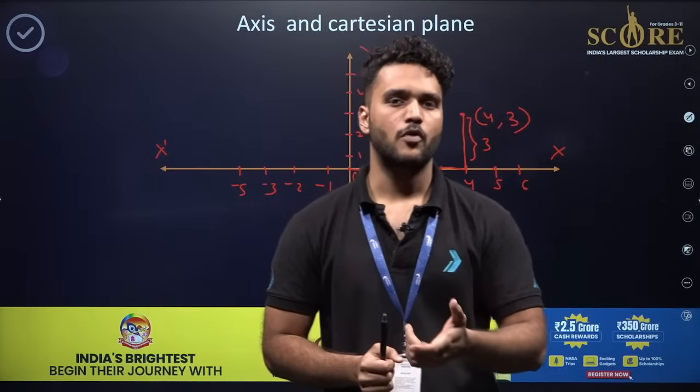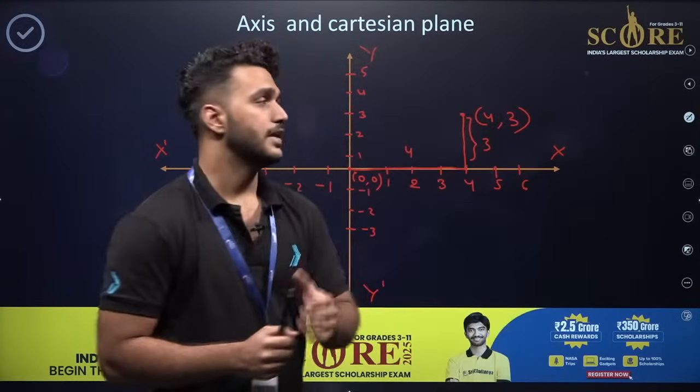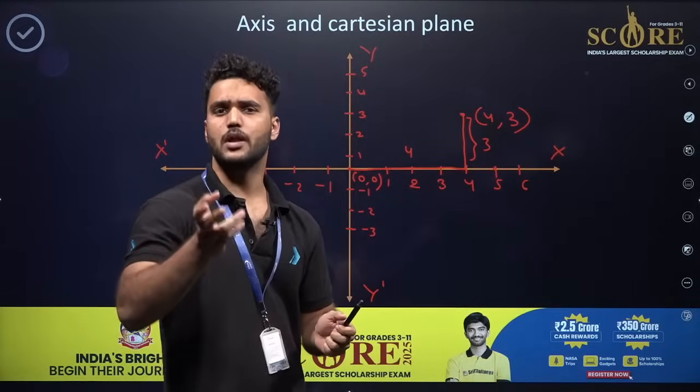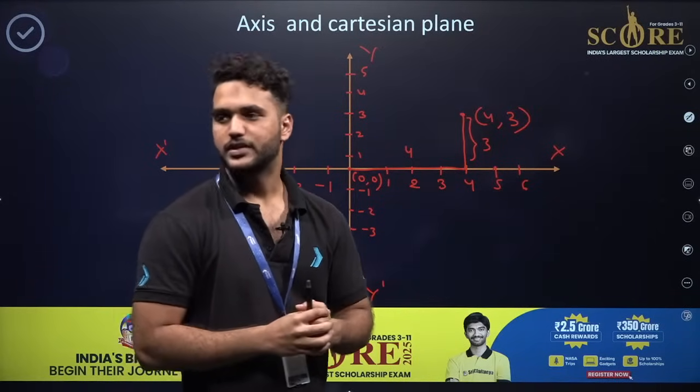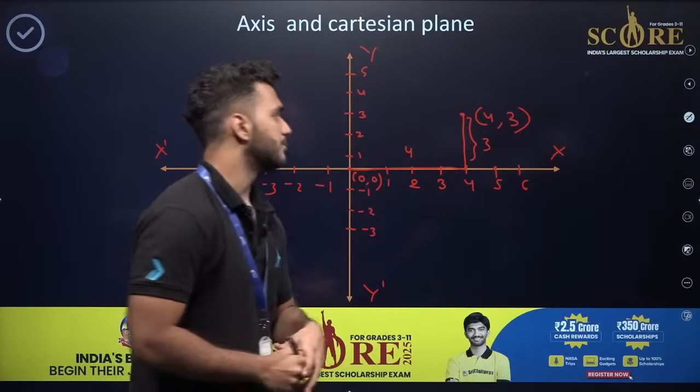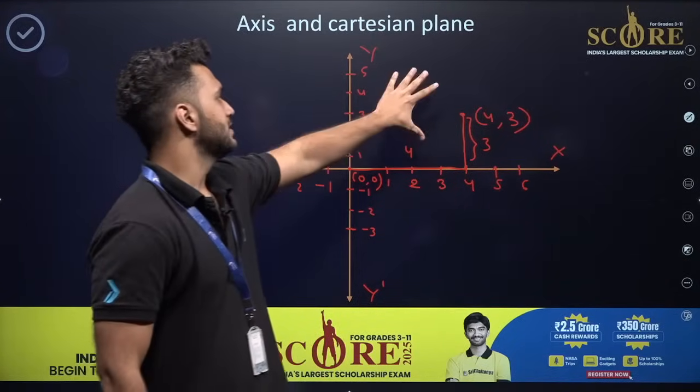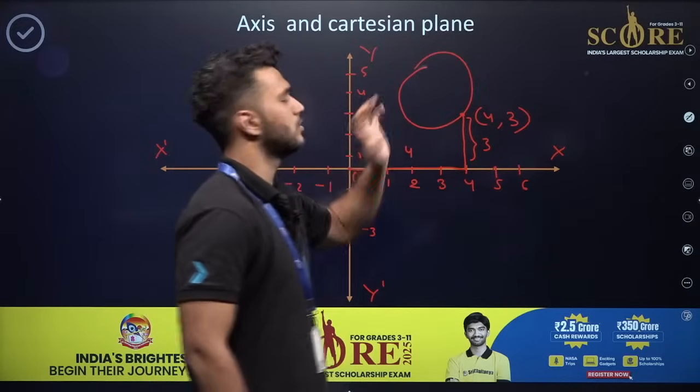Okay, so the whole world also works on coordinates. Even in Google Maps you can find the coordinates. 4,3. Yeah, good, 4,3.